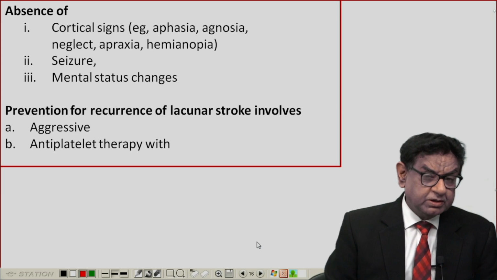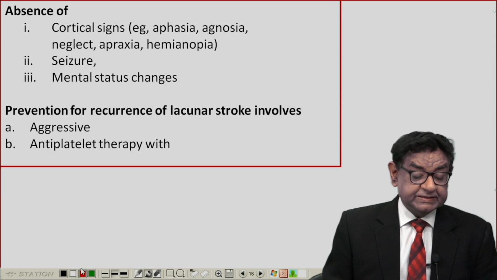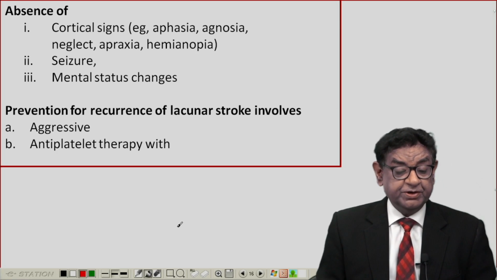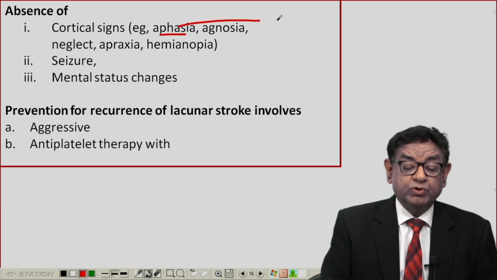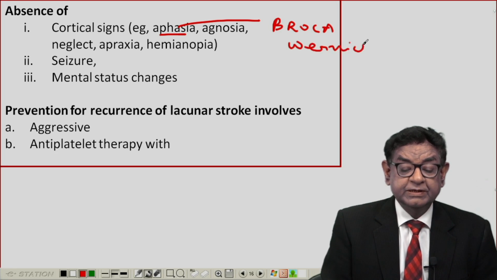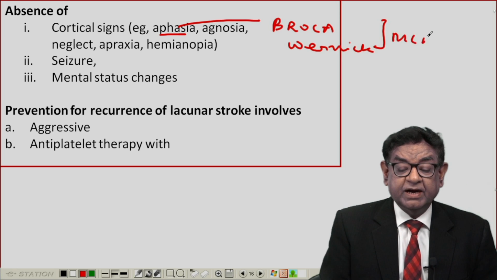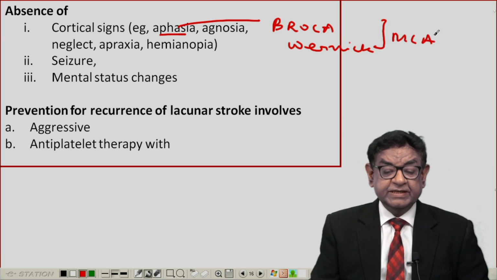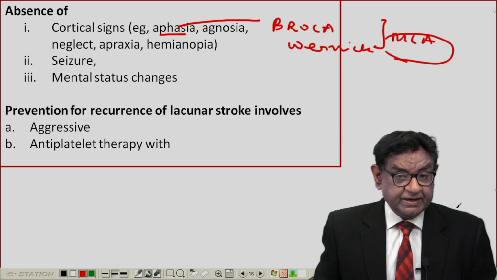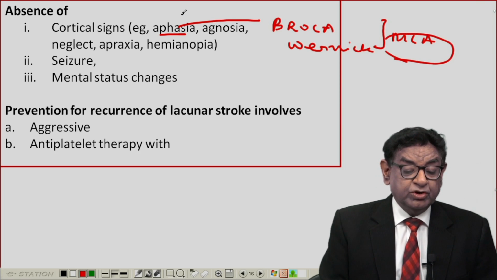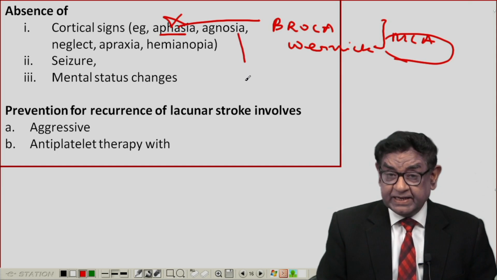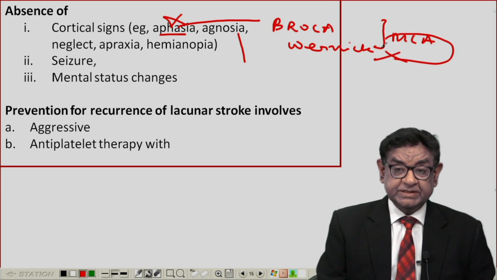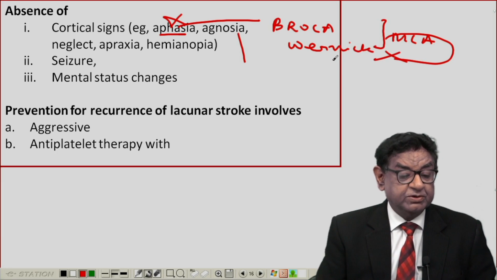But in all the lacunar strokes, what are the cortical signs that I have been talking to you about? Aphasia. Aphasia is due to involvement of Broca's area and Wernicke area. They are supplied by the middle cerebral artery. So they are involved when there is involvement of a big artery like MCA. Aphasia is not a feature of lacunar stroke. Agnosia occurs when the parietal lobe is involved. Parietal lobe is again supplied by MCA. Again, it is not seen in lacunar stroke.